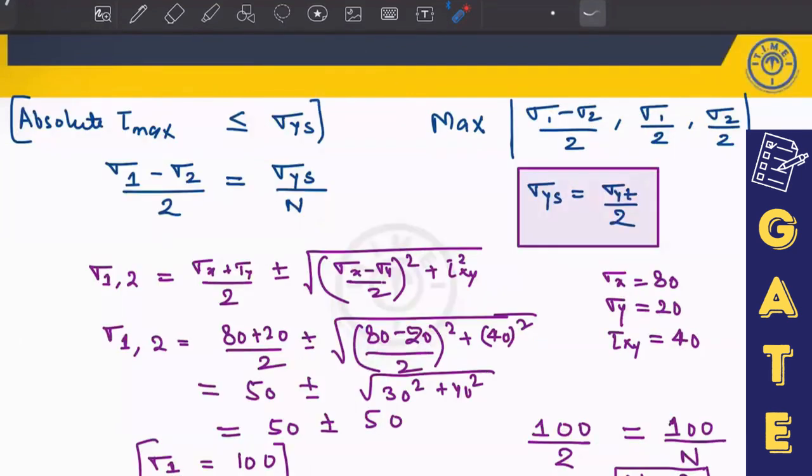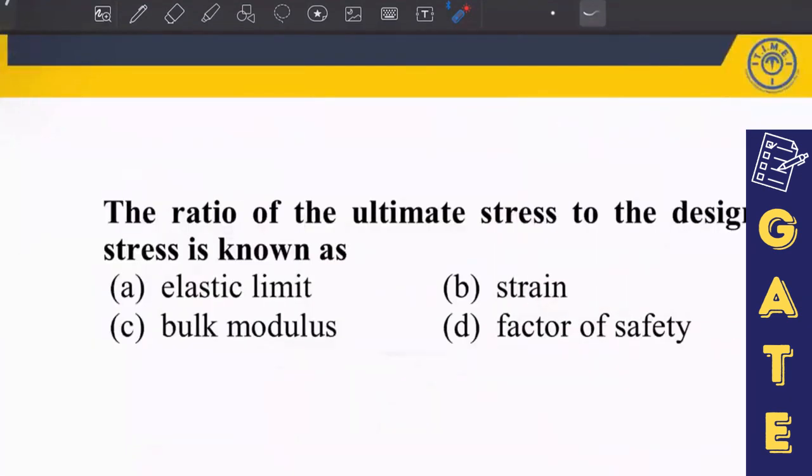Now, let's move to the next question. I hope this question is clear to everyone. You can comment in the chat box. This question was asked in the GATE exam: the ratio of ultimate stress to the design stress. Just now I have discussed this.